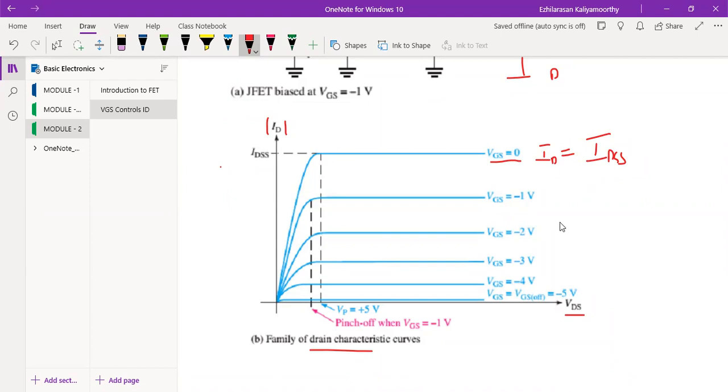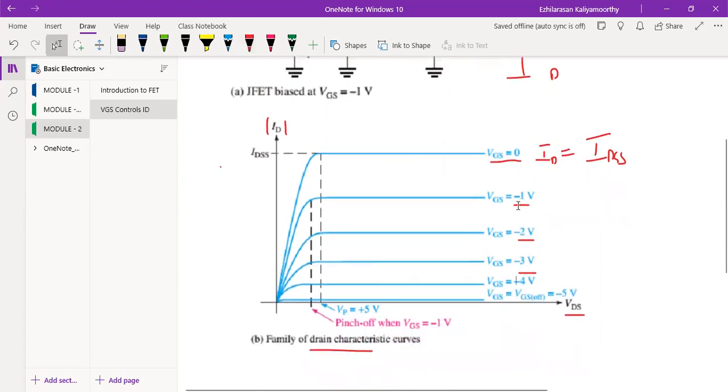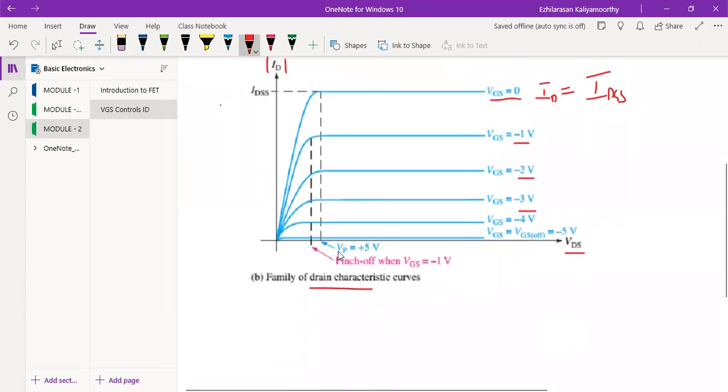What about next? Next will be when VGS is minus 1. Slowly you are increasing the VGS value, like minus 1, minus 2, minus 3, minus 4. Now you see, if I increase to minus 1, what happened? You see this curve, as VGS is equal to minus 1, your VDS is fixed, 5 volt actually. Here we have written VP is equal to plus 5 volt. What is VP actually? The VP is nothing but the pinch off voltage.